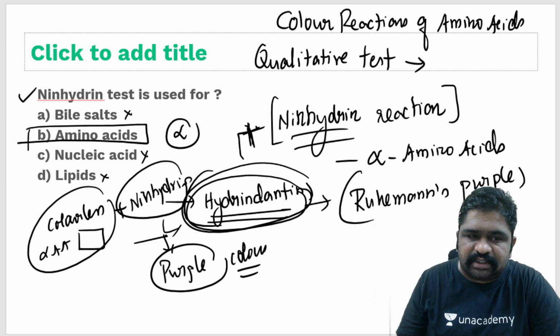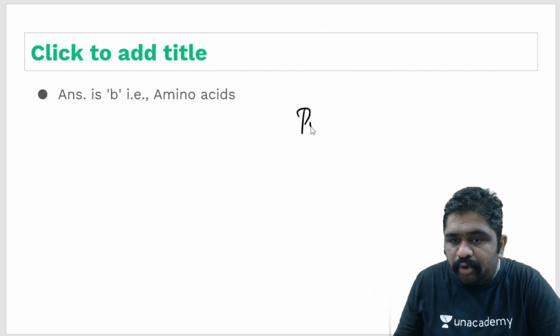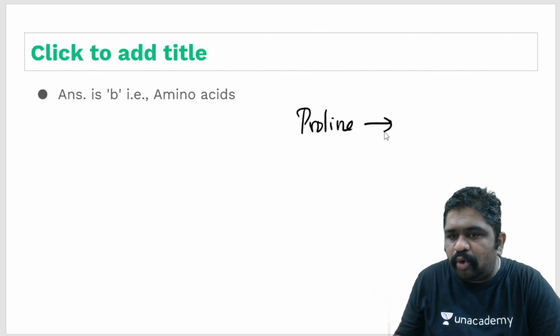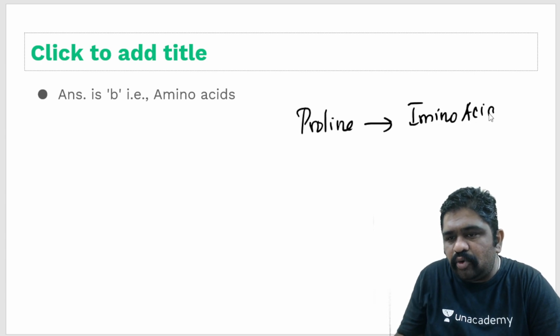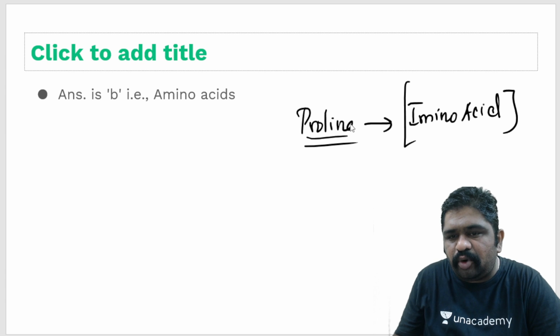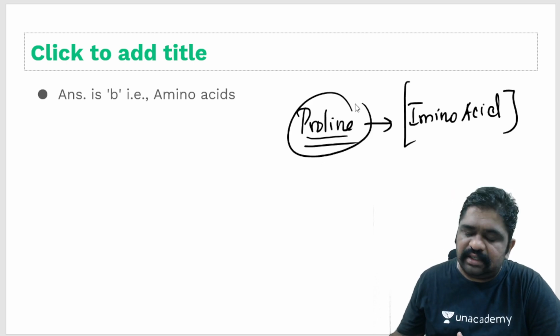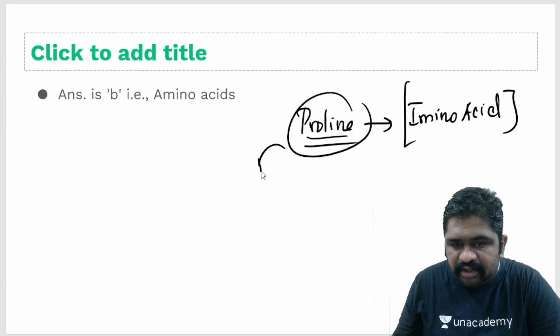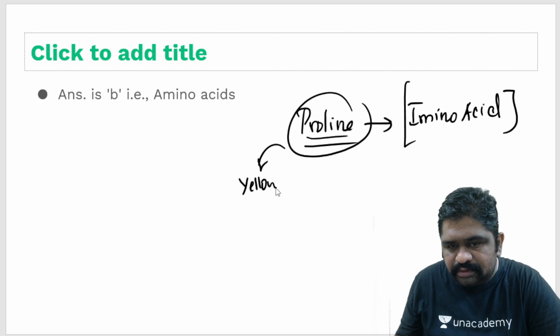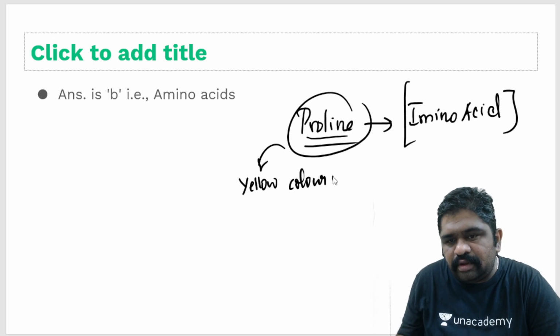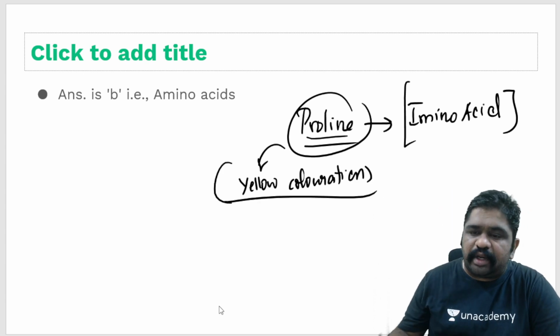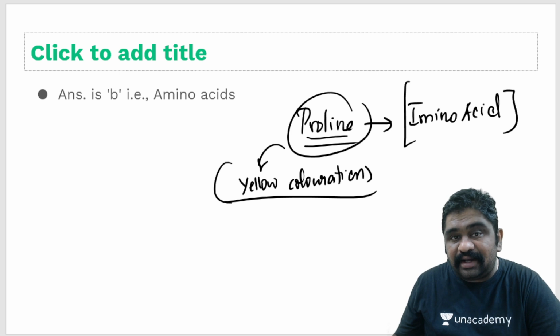Now here comes a question. Some students will ask me, sir, what about proline? You have told us proline is not an amino acid. Proline is an amino acid. So what happens if proline is coming under ninhydrin reaction? Yes, proline can give you a yellow coloration with the ninhydrin test.